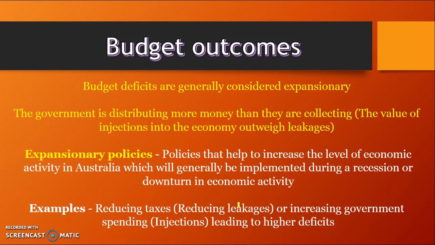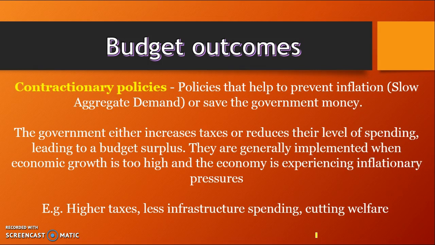So expansionary policies refer to policies that are going to boost economic activity in Australia and therefore boost aggregate demand. So that can include reducing taxes, increasing government spending, which will all lead to higher budget deficits. Contractionary policies are policies designed to prevent inflation and slow down the economy or slow down aggregate demand.